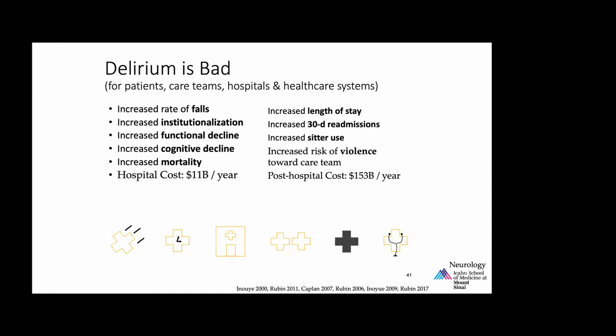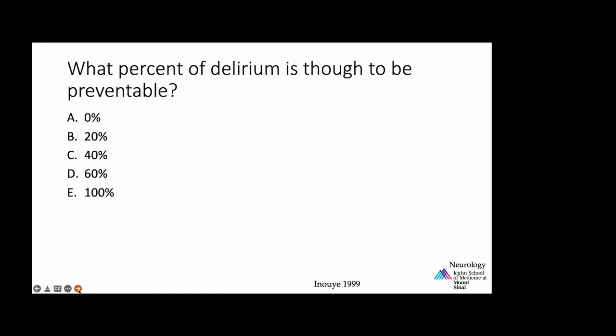So the hospital costs in the US are about 11 billion a year, but if you look at the post-hospital costs, you're talking about like 153 billion per year. And these are estimates from a couple of years ago. So really quite a terrible syndrome that we all see so often.